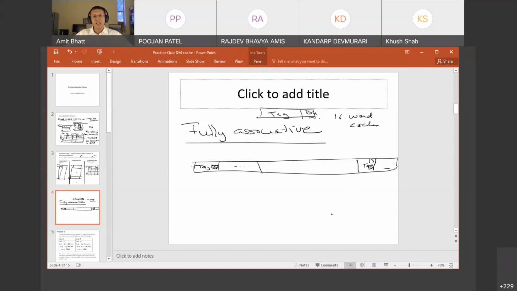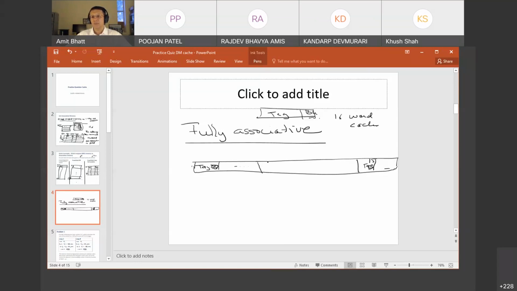Here, whoever comes can sit, and only when the 16 chairs, or 16 words, are filled do you say, okay, now you have to remove something. But before that, you don't have to do anything. So that is the concept of a fully associative cache. Does anyone have any question about this? About associativity, what is fully associative, what is direct map? Any question?